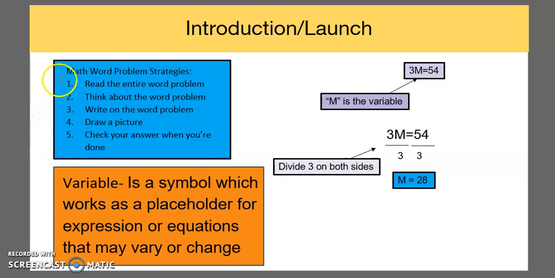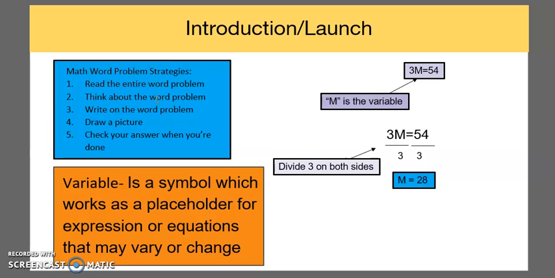So here are some strategies we want students to understand when working through a math word problem. The first is to read the entire word problem. This may require students to read it several times so that they understand the context of the word problem. Then we want them to think about the word problem. After reading it several times, can they make sense of what the word problem is discussing and talking about?